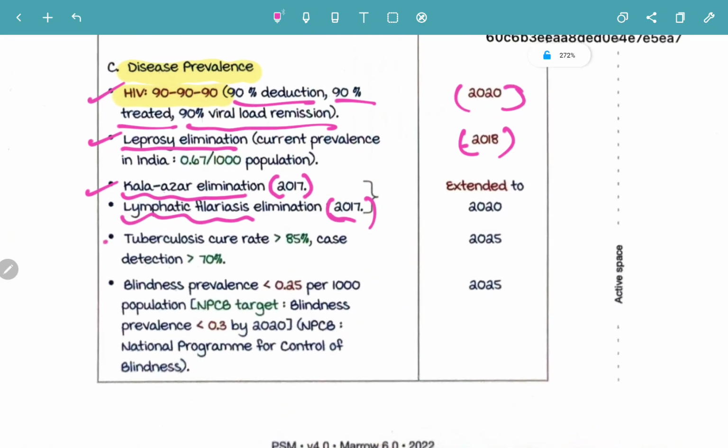Next is the tuberculosis cure rate. The tuberculosis cure rate must be more than 85% and case detection more than 70%.